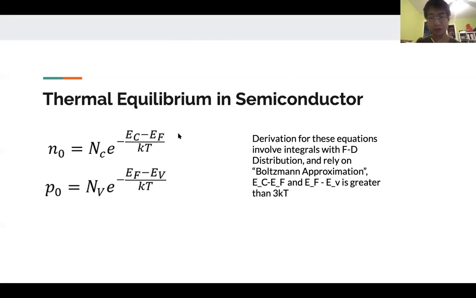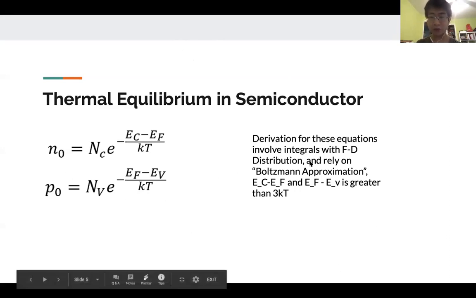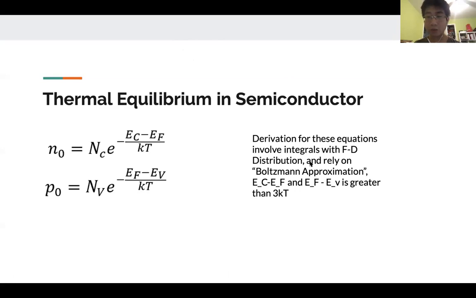And these are the equations that govern it. The derivations for these equations involve integrals with the Fermi-Dirac distribution, and it's in the Neamen book. One thing that they assume is the Boltzmann approximation, in that the difference between the conduction band energy level and the Fermi level, and the difference between the Fermi level and the valence band level, is greater than 3 times kT, where k is the Boltzmann constant and T is the temperature.